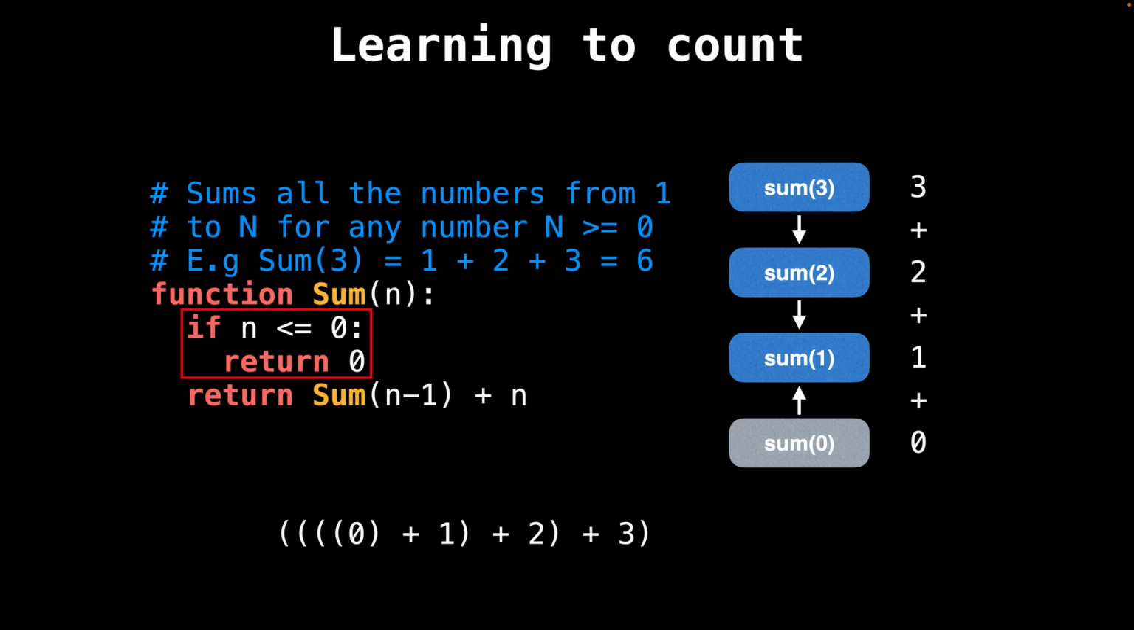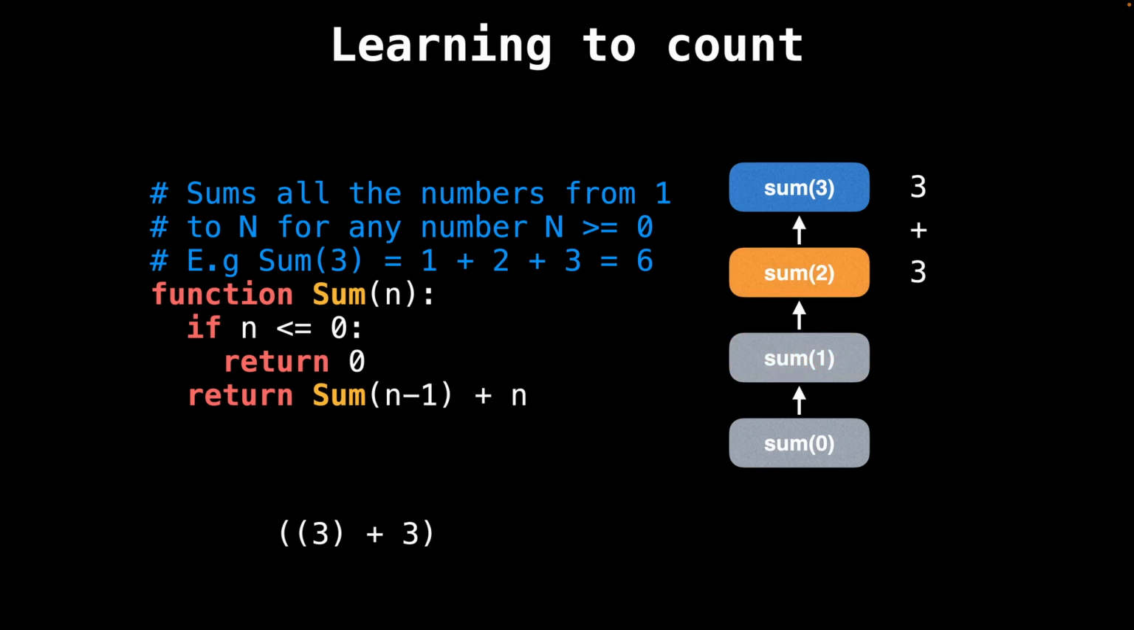Observe as we unwind or go back up the stack. First we would add 0 plus 1, then 1 plus 2, and then 3 plus 3, and then all those get added up and we have our final answer of 6.